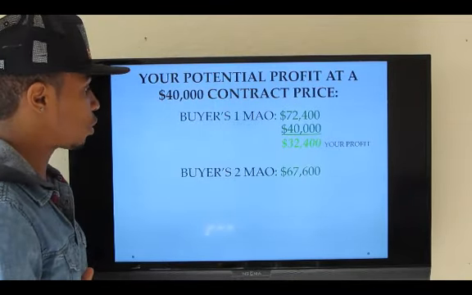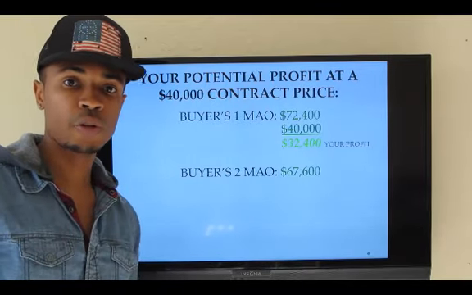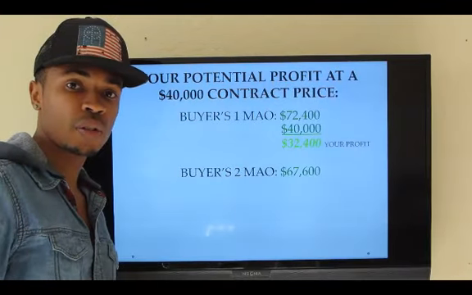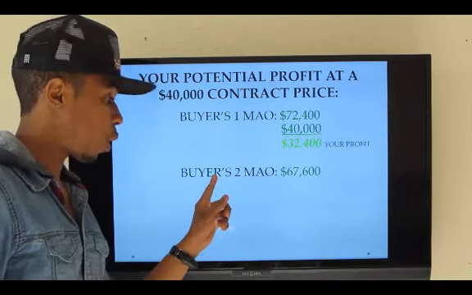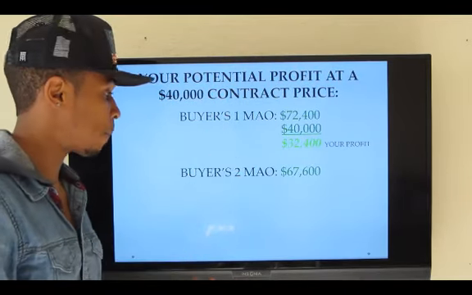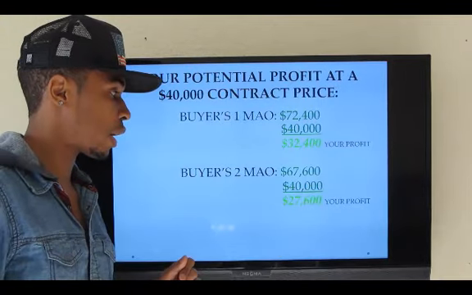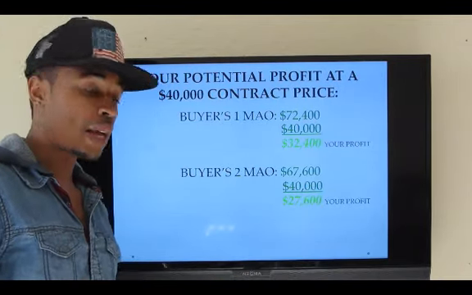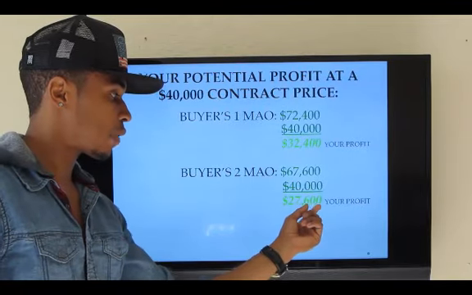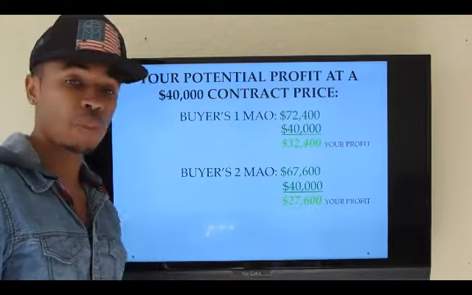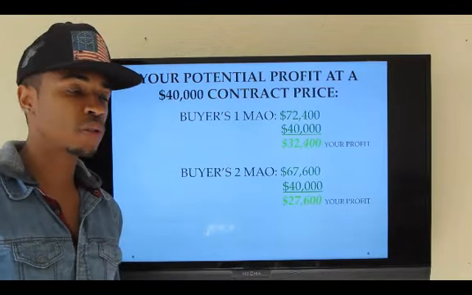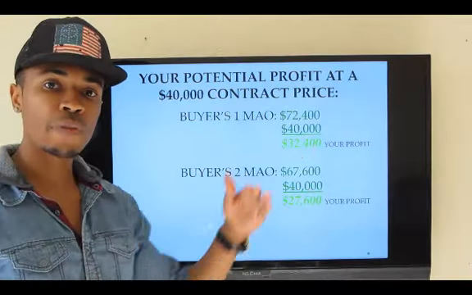Okay. Buyer number two, they're happy walking away with $30,000 as well, but his offer is a little lower, $67,600, because it costs them 12%, as opposed to buyer number one, whose cost was zero because of using his or her own money. So at $40,000 with your contract, now you're walking away with a little less. If you didn't know your buyer's cost of money, you walk away with $27,600 on your profit, which is still good. But if you know a little more about your buyer, and if you're a little bit more savvy, you can walk away with a little bit more profit per deal.